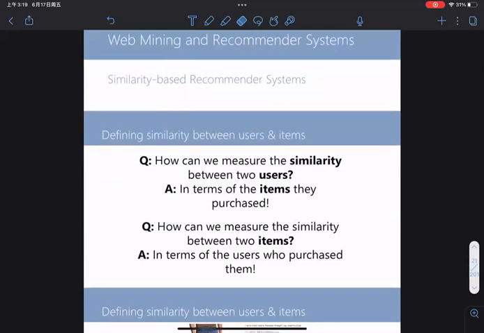The answer will be, we can do so in terms of the items they purchased before or interacted with before. And from the other direction, the question can be, how can we measure the similarity between two items? The answer will be, we can do so in terms of the users who purchased the item before.